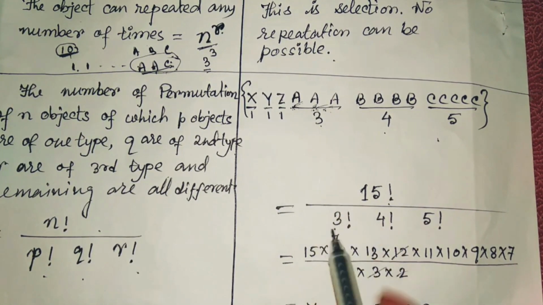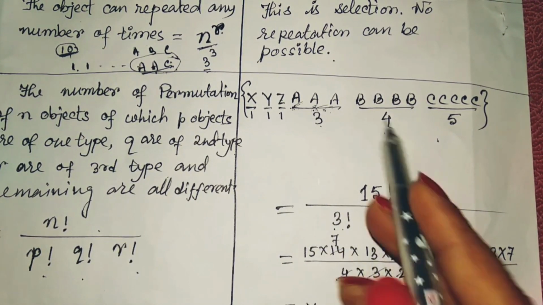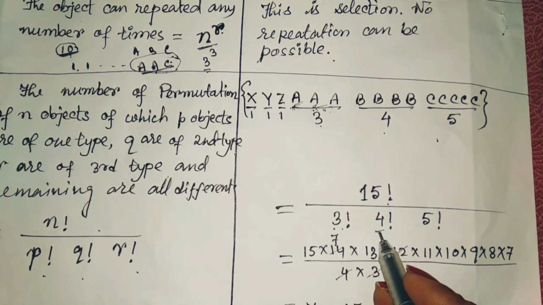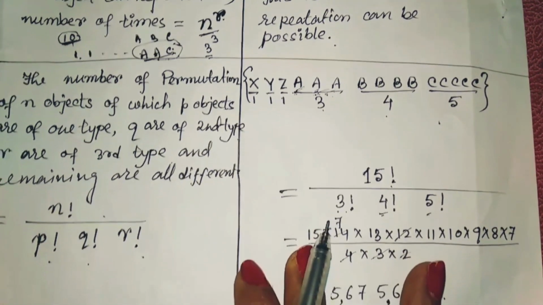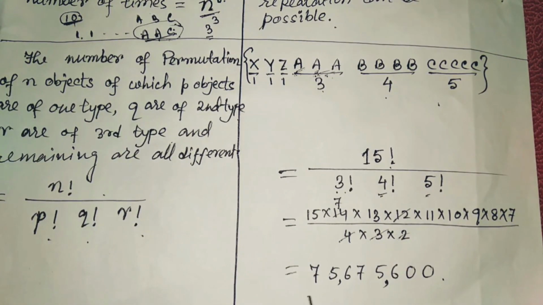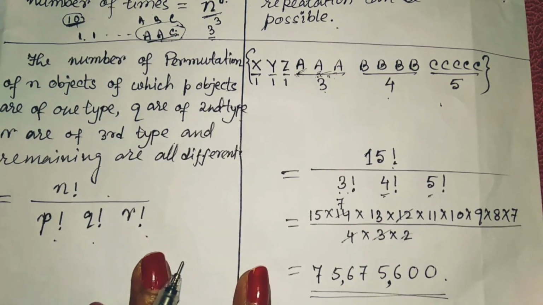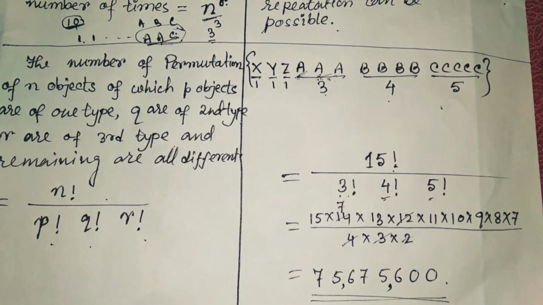So a is repeated 3 times, so we divide by 3 factorial; b is repeated 4 times, so we divide by 4 factorial; and c is repeated 5 times, so we divide by 5 factorial. As a result, we find that many permutations are possible. So this is the difference between permutation and combination.